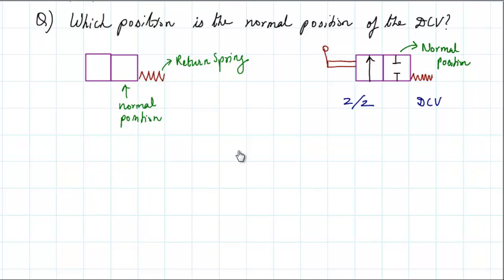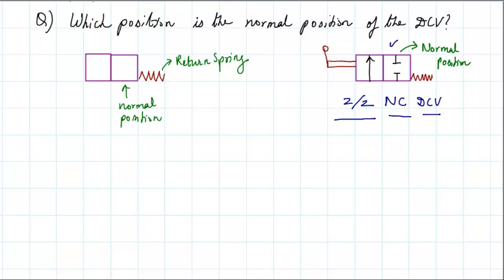Now because in the normal position the fluid is not flowing, I will call this a 2x2 not connected DCV, or two-way, two-position not connected DCV. Why not connected? Because the normal position is this one.